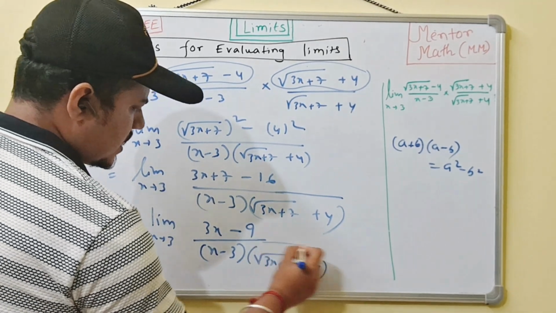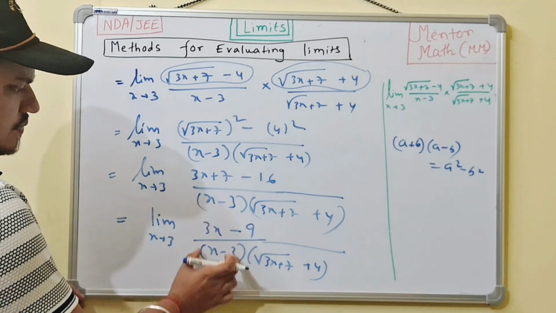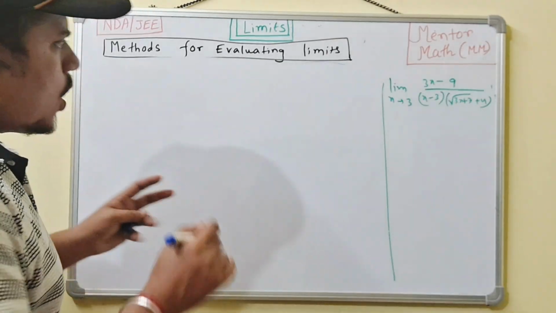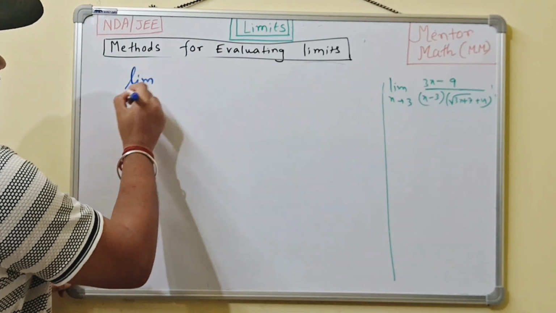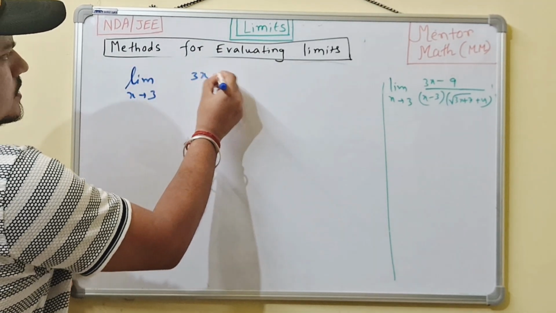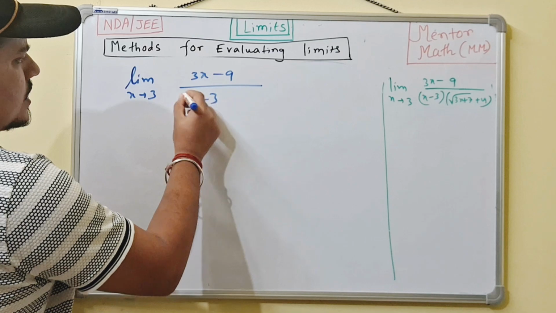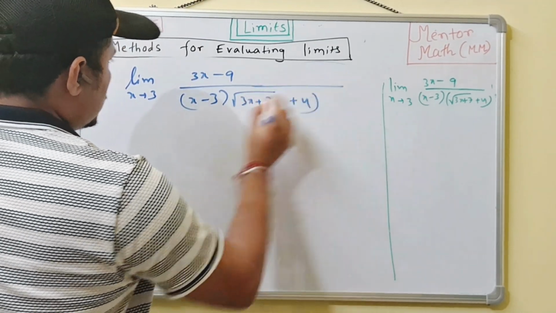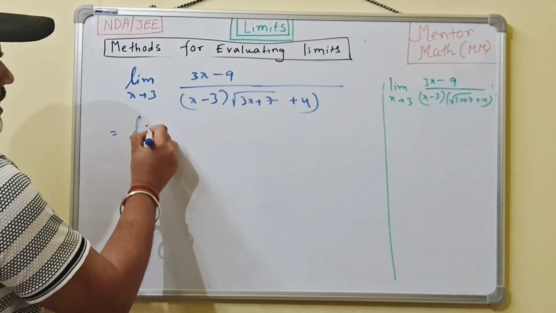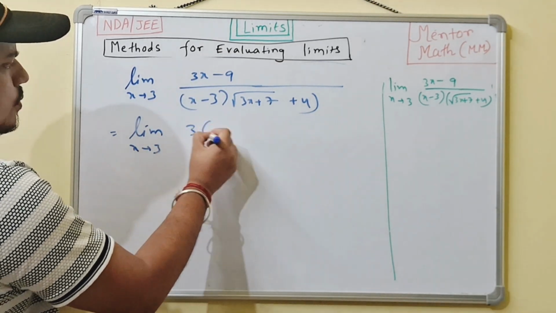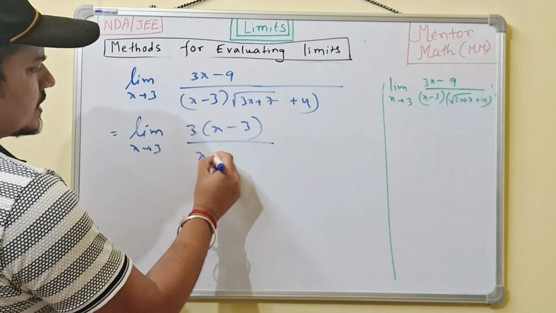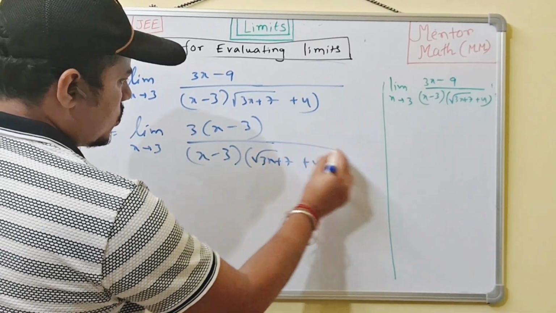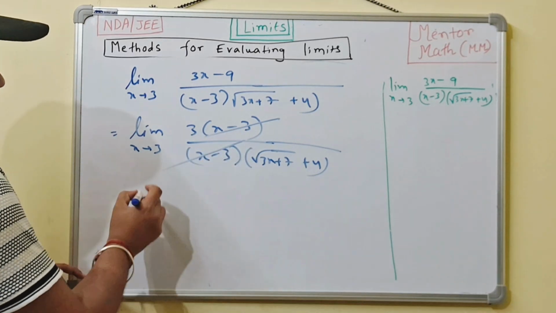Okay, just simplification, that is your (3x minus 9) by (x minus 3) into (root 3x plus 7 plus 4). Copy please. Now we have limit x tends to 3 of (3x minus 9) by (x minus 3) into (root under 3x plus 7 plus 4). So now you can take common 3 from your numerator. So limit x tends to 3, 3 common, (x minus 3) by (x minus 3) into (root 3x plus 7 plus 4). And you can easily cancel x minus 3, x minus 3.